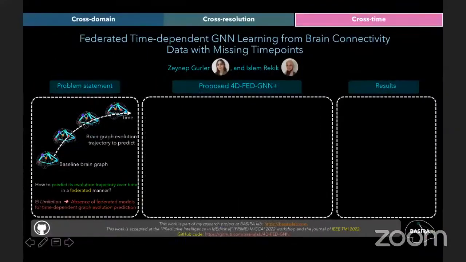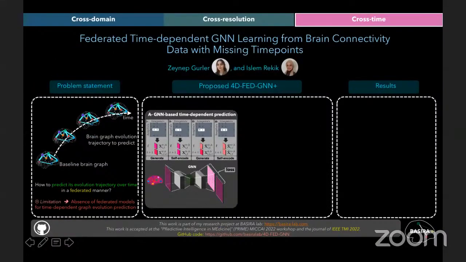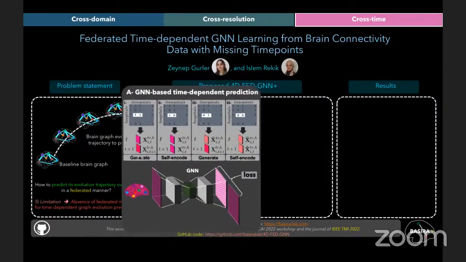So how did we formalize this problem? First, let me explain this. We had already an existing model, a graph neural network that we designed to predict the evolution of brain graphs. So that's already there. What we have here are hospitals. Look, guys, we have different hospitals. Each hospital acquires its own data, and we have different time points. An ideal hospital would have all the time points, which means all of them will be ones.